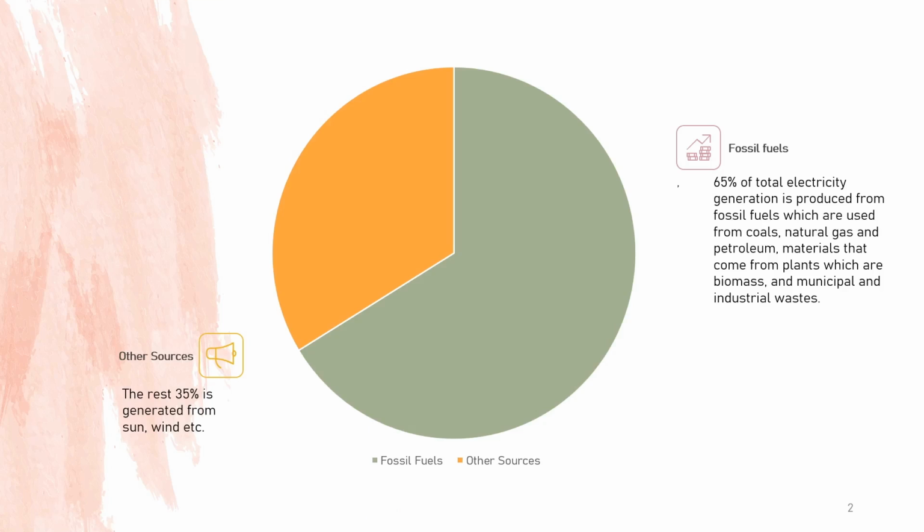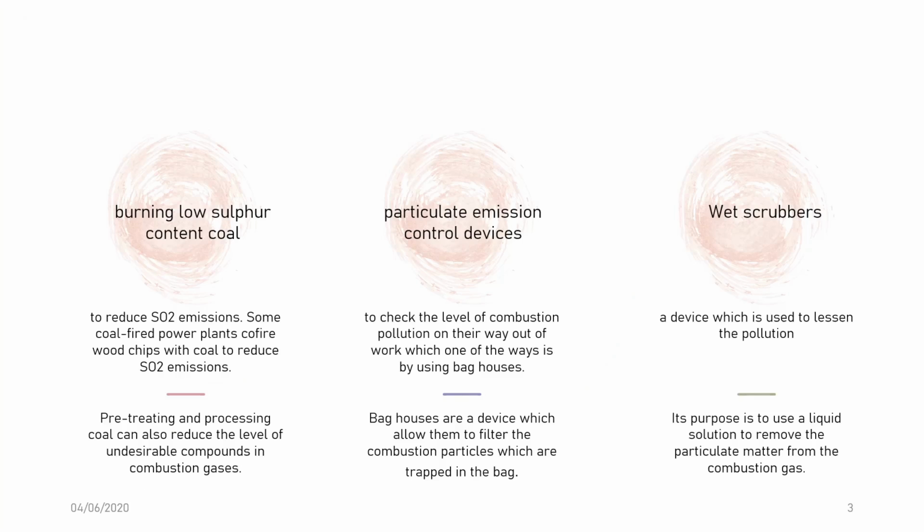This chart shows us the amount of fossil fuel we use compared to the rest of the energy that we've been using for the past decades or centuries, and apparently fossil fuels have the max share of it. Here we have three things that countries are currently using to lower their consumption of fossil fuels. At first we have burning low sulfur content coal. What this means is it reduces CO2 emissions. If we use low sulfur content coal, it will lower the CO2 emissions. And pre-treating and processing coal can also reduce the level of undesirable compounds in the gases.